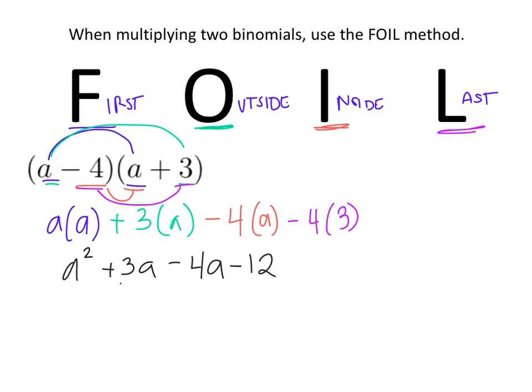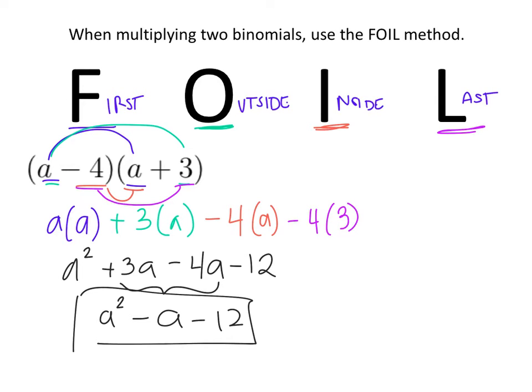From there, combine like terms. We have these two in the middle. 3 plus negative 4 is negative 1. So we have minus a there. I'll copy down this a squared and this negative 12. No more terms to combine. This is the simplest form.